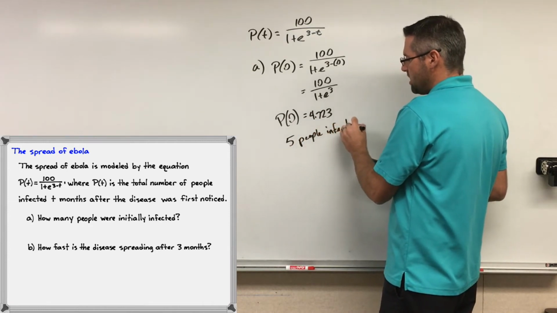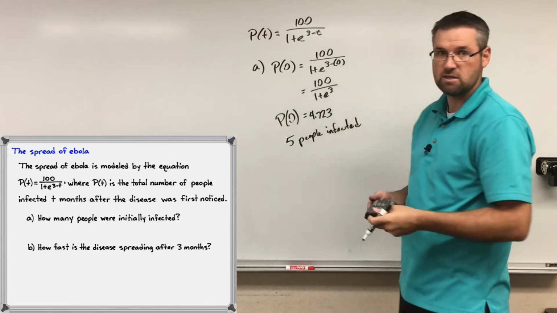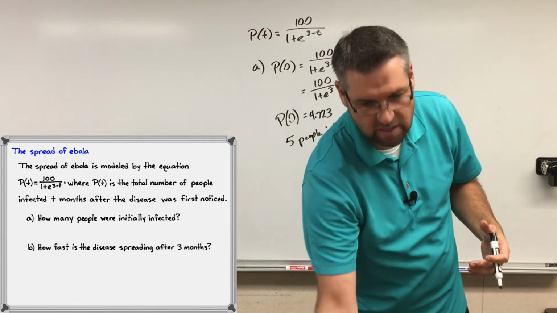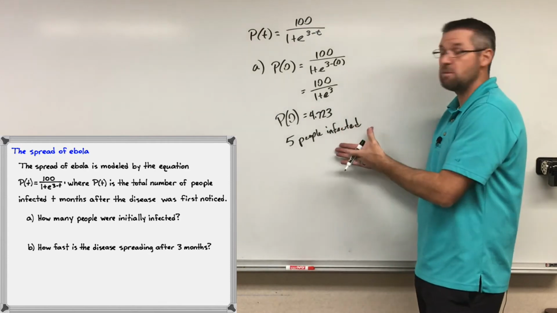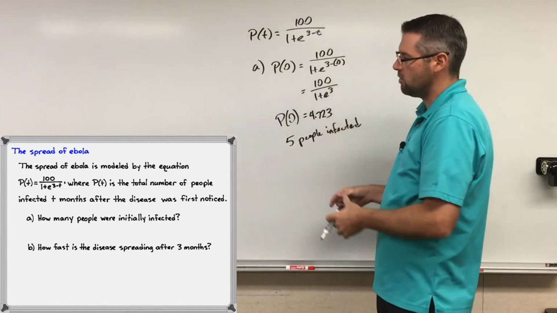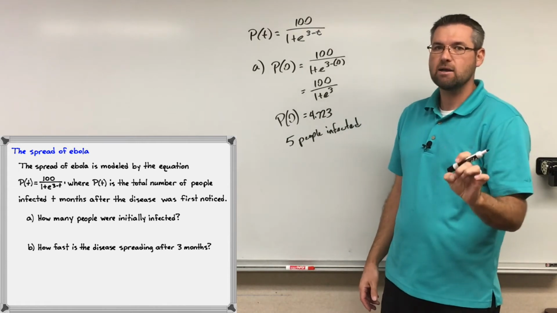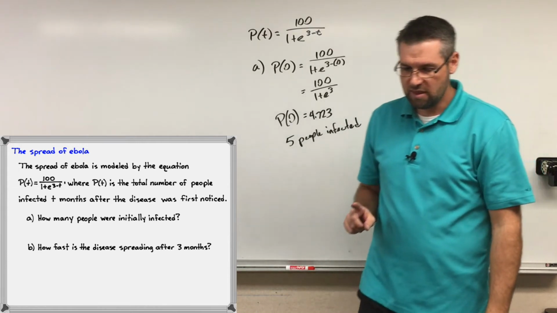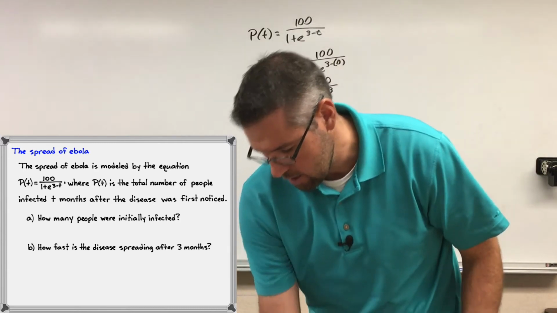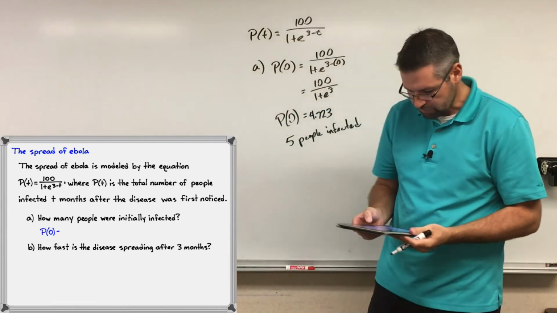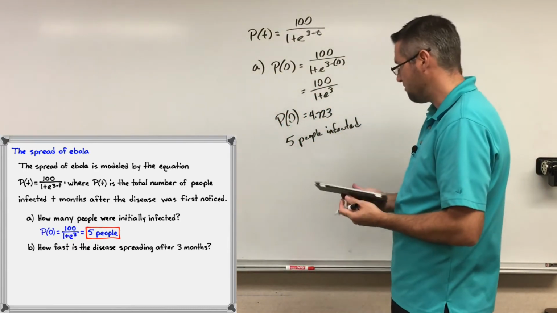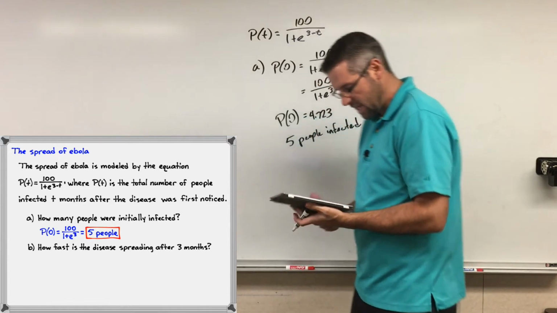Now maybe it wasn't 5 people that were infected. There would be 1 person initially that would be infected. They would spread it to other people, maybe these other 4 people, but at the time we started keeping track, there were 5 people that initially had the disease, okay? So P of 0 is 5 people, essentially. All right, so that's A.